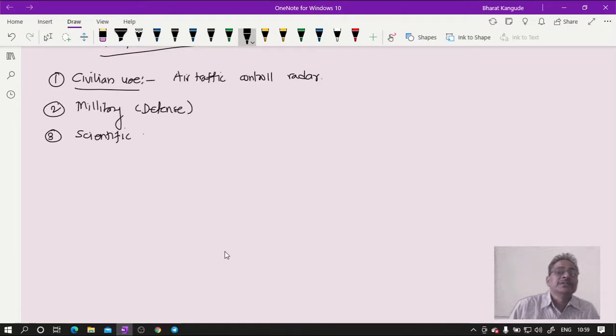Scientific uses. Okay, now what are these uses? So in scientific uses, in meteorology, that is climate science.